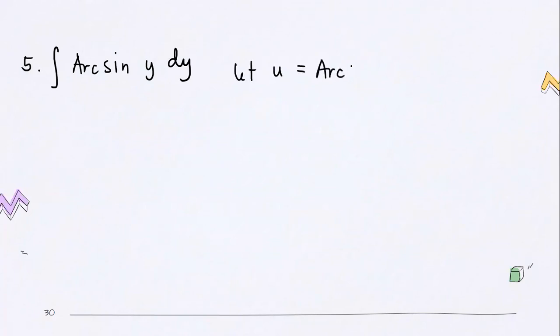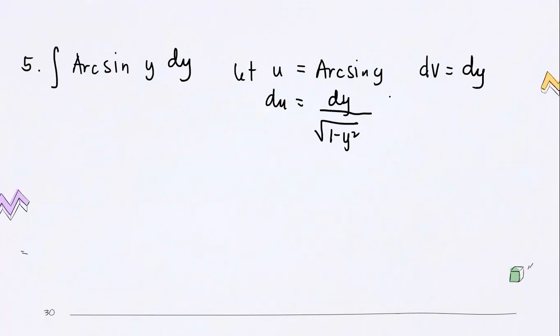Okay, next example, last, number 5. The integral of arc sine y dy. Let u is equal to arc sine y and your dv is equal to dy, and du for the arc sine is dy over square root of 1 minus y squared, and v is equal to y.